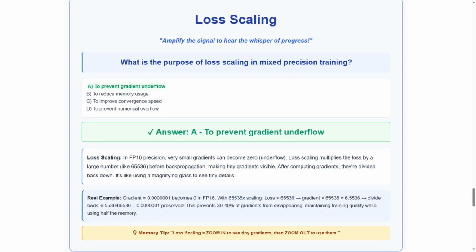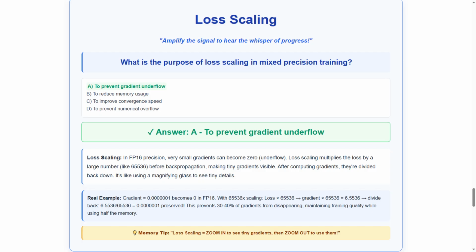What is the purpose of loss scaling in mixed precision training? A. To prevent gradient underflow. B. To reduce memory usage. C. To improve convergence speed. Or D. To prevent numerical overflow. The answer is A. To prevent gradient underflow.